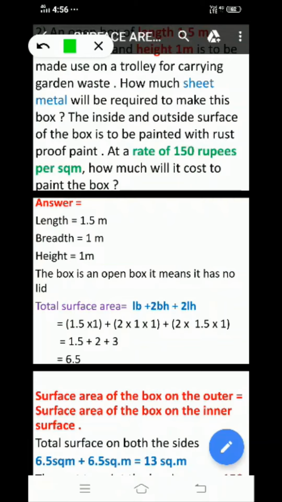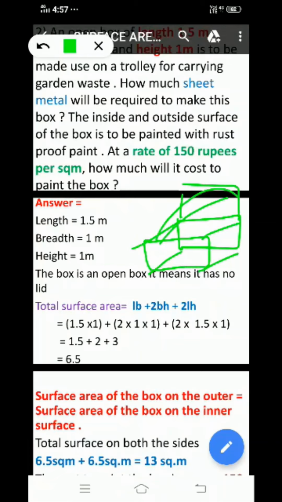Since the box has no lid, total surface area is length into breadth, because from the upward side it will be open, plus 2 into breadth into height plus 2 into length into height. Okay, see, this is the box, but this upward portion is what? Open. There is nothing there, this part is open here.